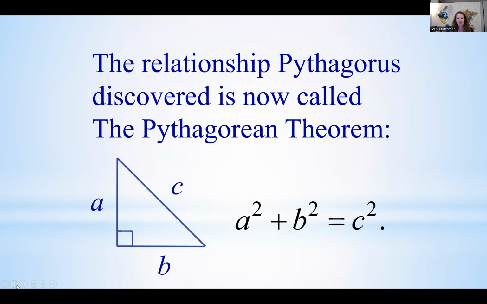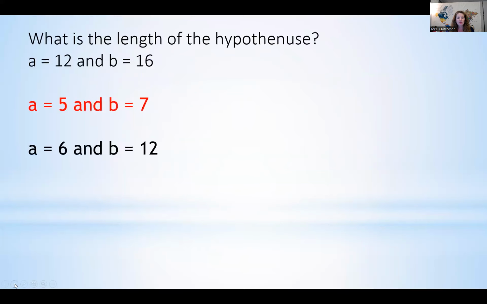The relationship Pythagoras discovered is now called the Pythagorean theorem. And your parents would probably even remember the Pythagorean theorem. They might even be able to tell you a squared plus b squared equals c squared. Hey, I remember that from school. So that's what we're going to use today. So the Pythagorean theorem is literally a squared plus b squared equals c squared.